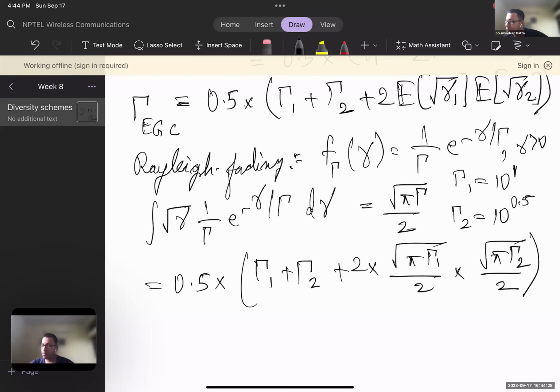Did I make a mistake? No, it's fine. This step I hope is clear. I have just expanded root a plus root b whole square as a plus b plus 2 root a root b. So you can just calculate and get your answer. I hope this is clear.